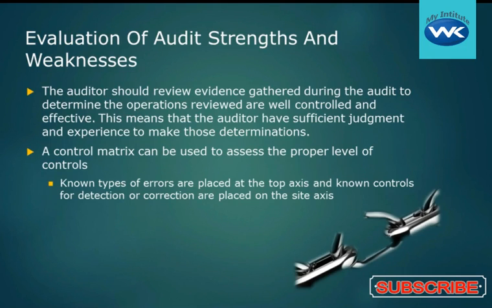So if you think of a chart with two axes, what you can say is that the known types of errors are placed at the top axis, and the known controls for detection or correction are placed on the side axis, and then you can chart the control matrix to be able to say, these types of errors go with these types of controls, and start mapping that out as well.